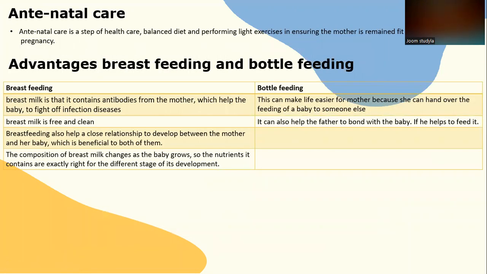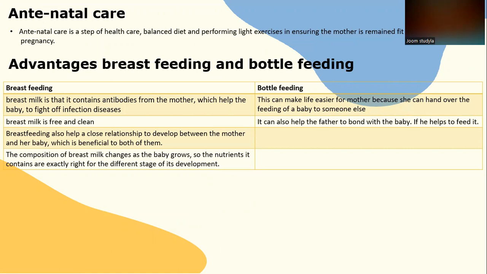What is antenatal care? Antenatal care is a step of healthcare, balanced diet, and performing light exercise in ensuring the mother remains fit and healthy during pregnancy. The advantages of breastfeeding and bottle feeding. Let's look under breastfeeding. What are the advantages?